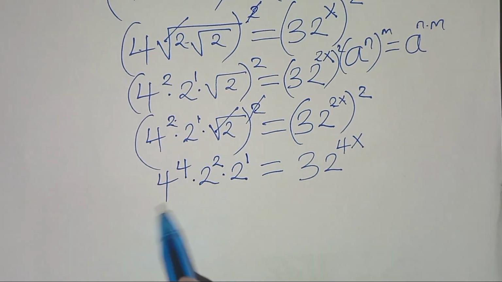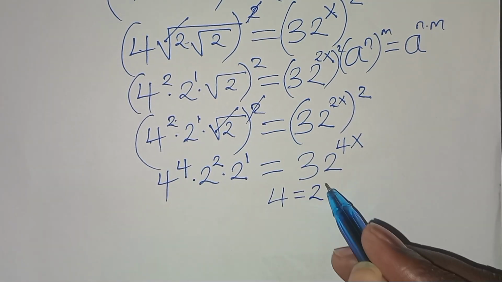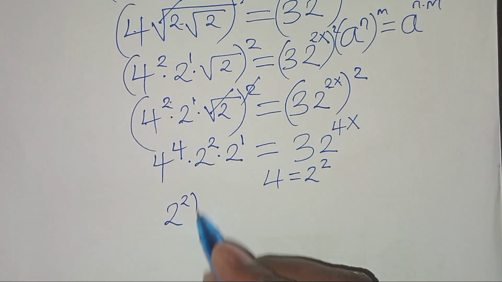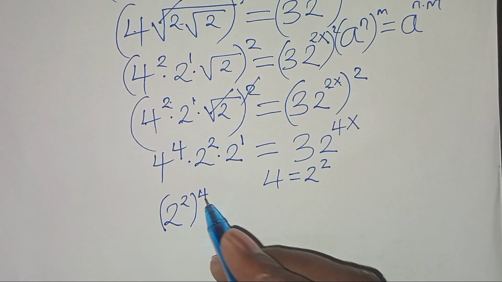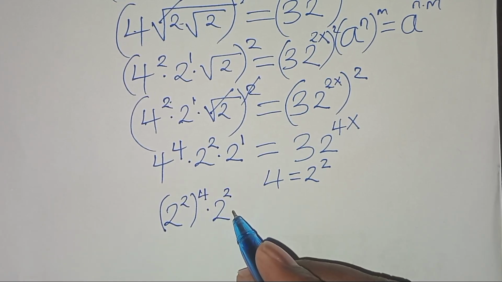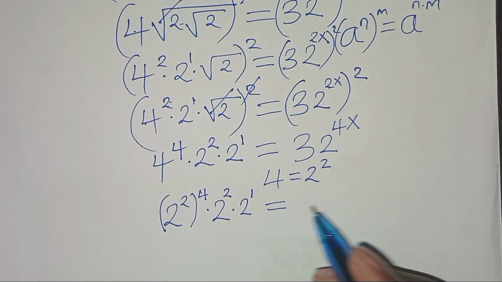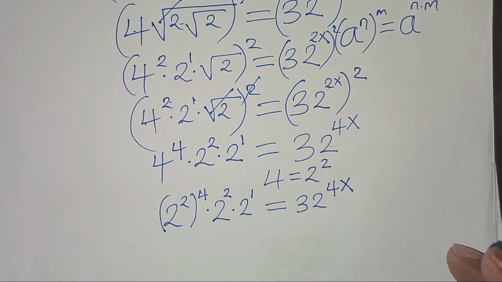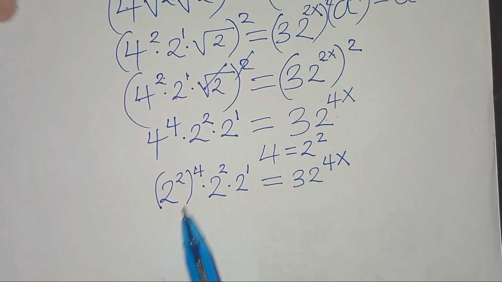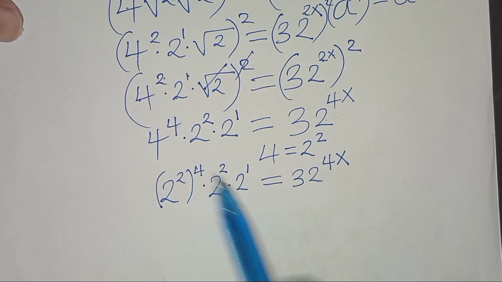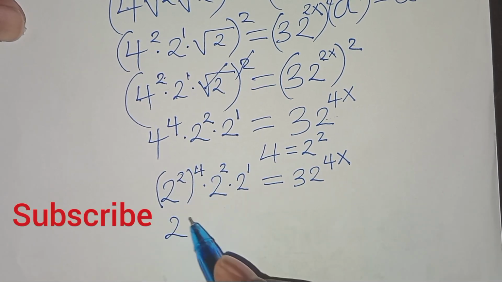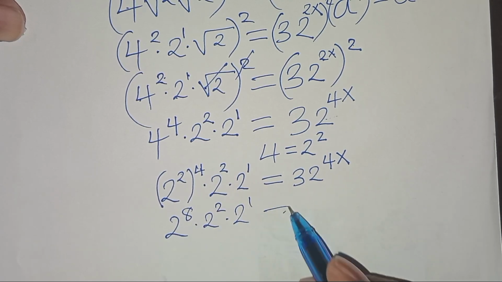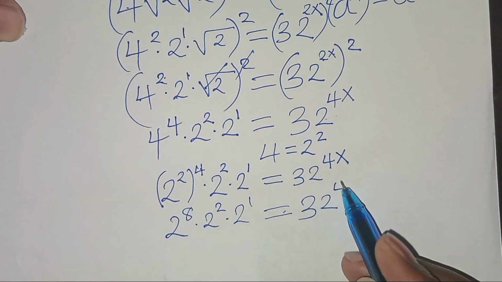The next step here, we can express 4 as 2 to power 2. So let's substitute this. So you will have 2 to power 2 raised to power 4 multiplying by 2 to power 2 multiplying by 2 to power 1. This is equal to 32 raised to power 4x. So now we have 2 to power 2 multiplying by 4, which is 2 to power 8, multiplying by 2 to power 2, multiplying by 2 to power 1, this is equal to 32 raised to power 4x.